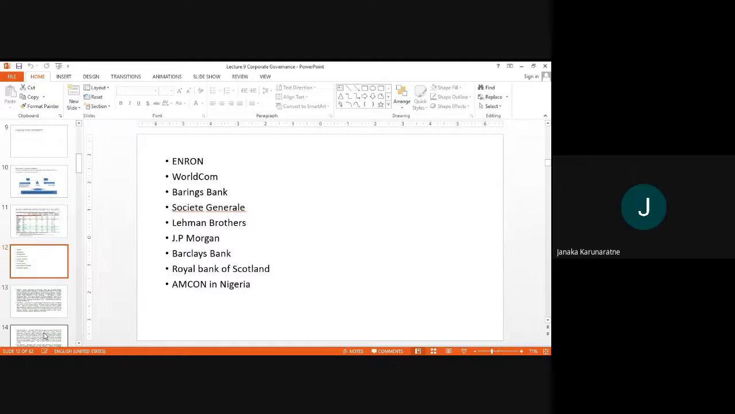Now, classic examples of significant governance failures: Enron, WorldCom, Barings Bank, Societe Generale, Lehman Brothers, JP Morgan, Barclays Bank, Royal Bank of Scotland, AMCON in Nigeria. Which probably you have heard about, or have read about, so we are not going to discuss them in detail. But if you look at the ultimate root causes of many of these failures, it is poor governance and poor risk management. So that's why these two concepts are very important for any institution to ensure its stability and also safeguard the interest of all stakeholders.